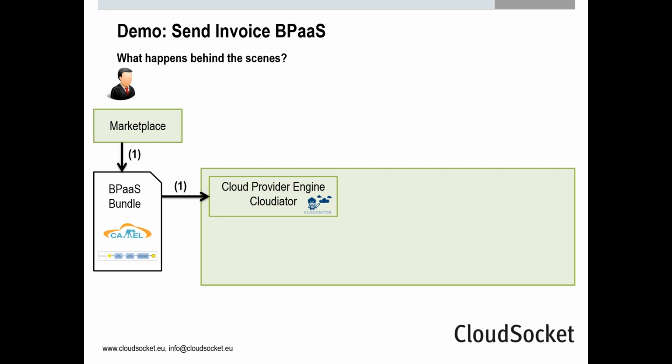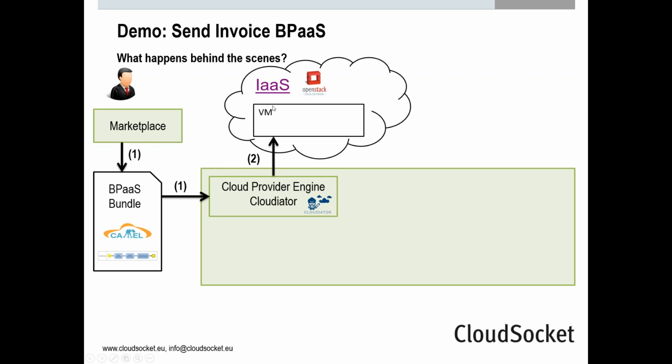The Cloudiator framework is now translating the camel file into the required calls against the cloud provider APIs. For this deployment, there was an OpenStack instance defined, an OpenStack infrastructure as a service, which is running at the infrastructure of the Ulm University. And now the first step is that Cloudiator will create the virtual machines on this infrastructure.